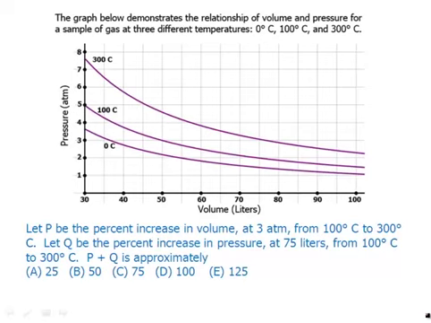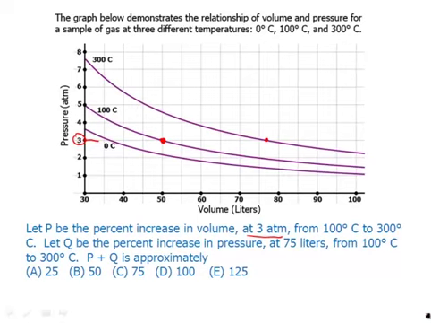Very interesting. So now, let P be the percent increase in volume at 3 ATM from 100 to 300 degrees Celsius. So we're going to stay on this horizontal line, 3 ATM, 3 atmospheres. At 100, we're here at 50. At 300, we're right around here. We're a little above 75.